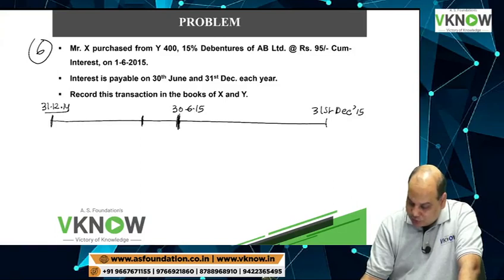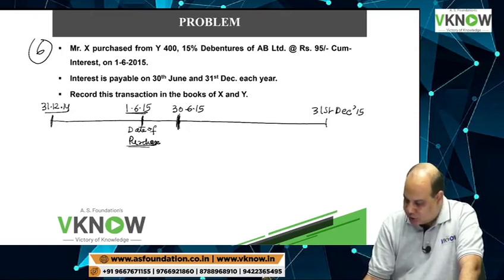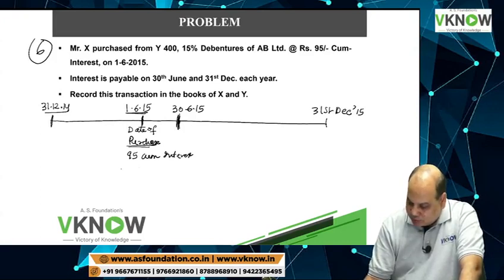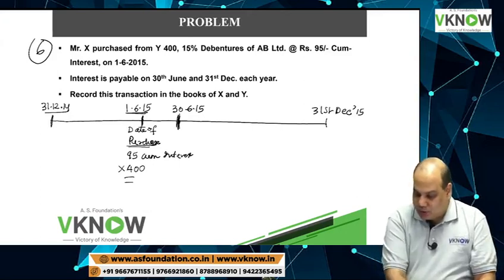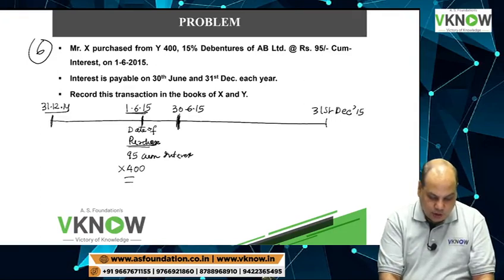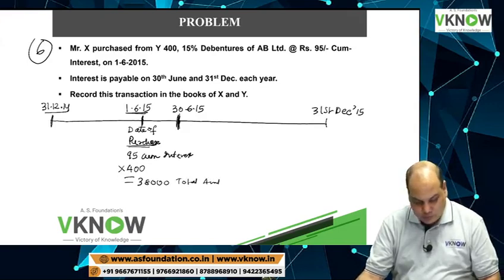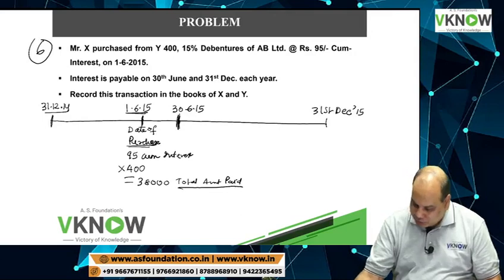We have purchased the investment on 1st June 15. This is the date of purchase. And what is the price they have taken? 95 cum-interest. The price they have taken is 95 cum-interest. And what is the total number of debentures? 400. So the total amount paid is 95 into 400, which is 38,000. Total amount paid is 38,000.